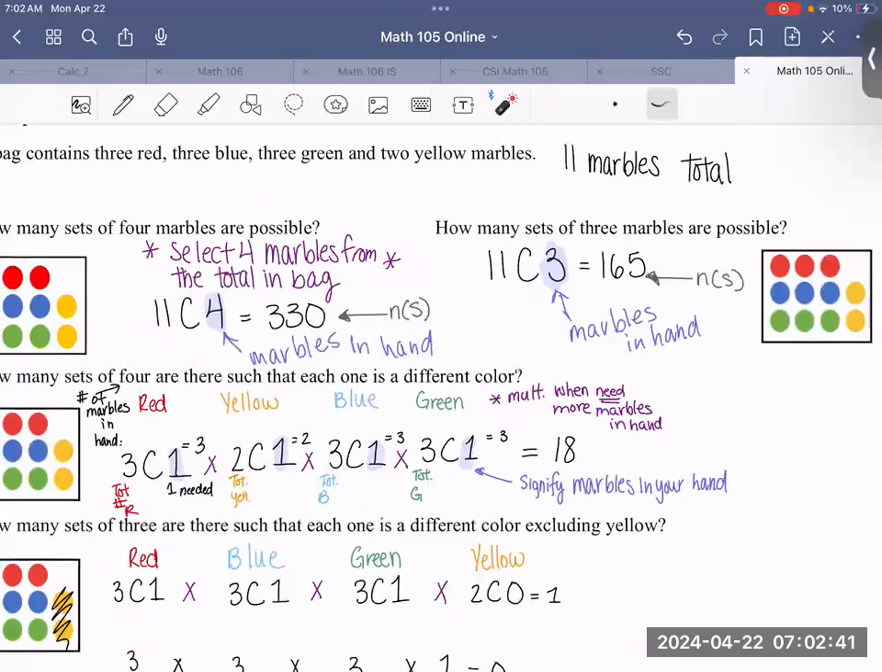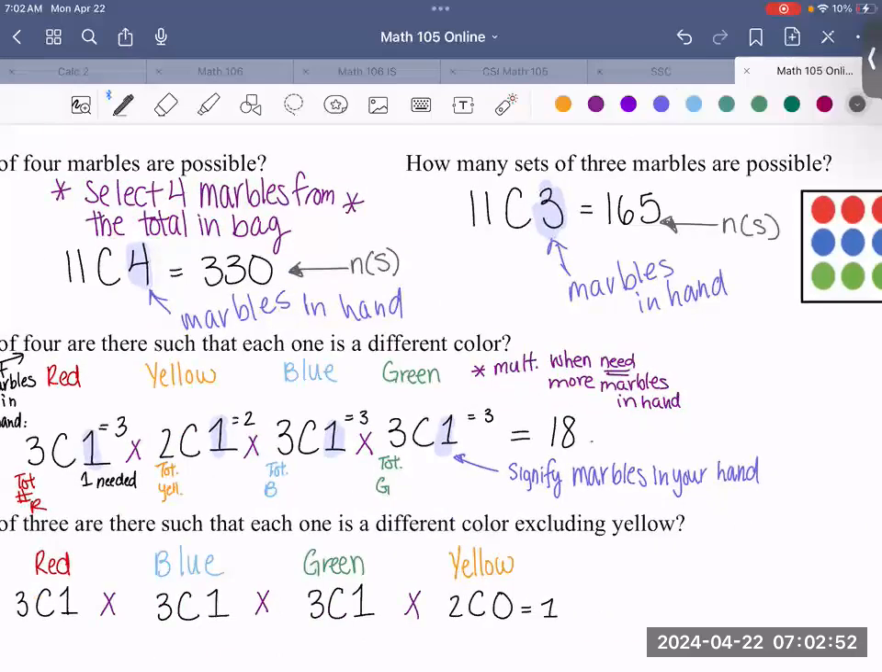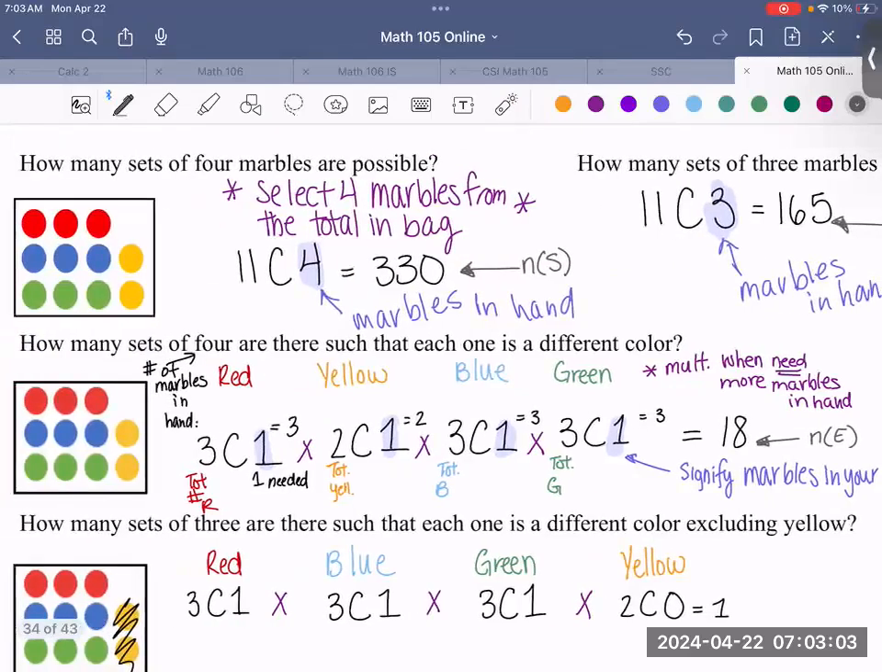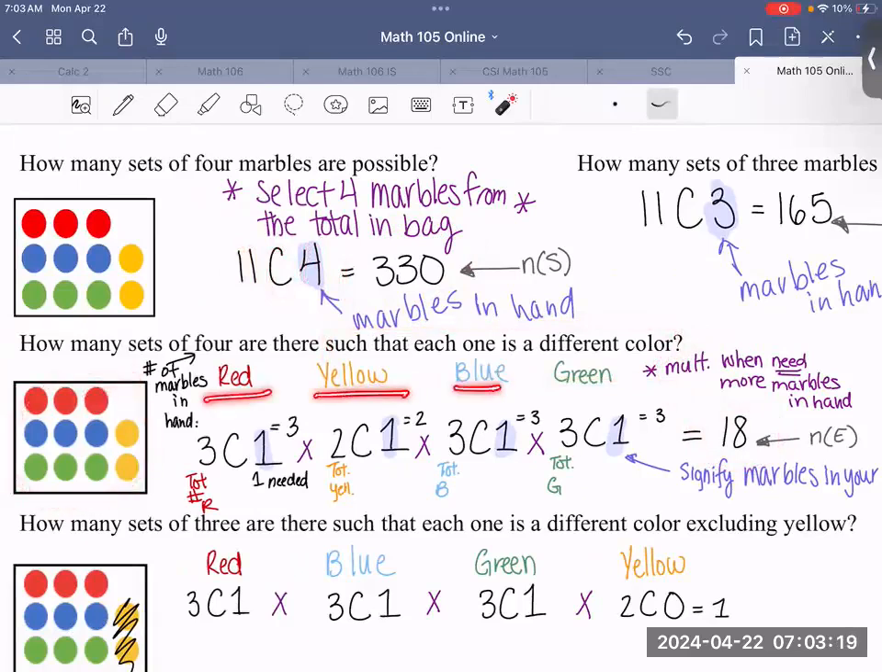So in this case, if we're looking at the event that each one is a different color, well, this 18 is now the event, the number of times this event has occurred. To review what we've done, after we did 11 choose 4, we had 330 different ways, of which 18 can be one of each different color. So in our bag, we have 1 red, 1 yellow, 1 blue, 1 green that we want to choose.